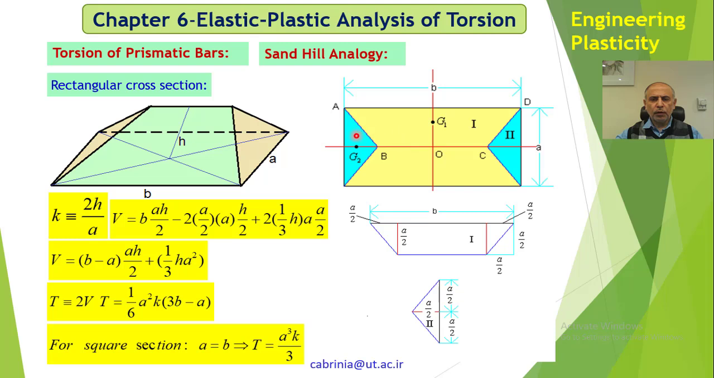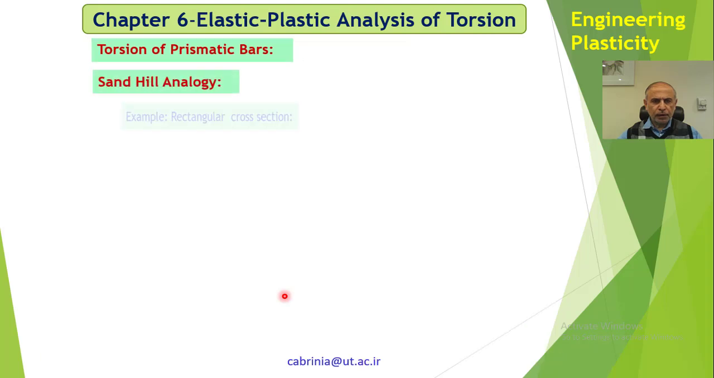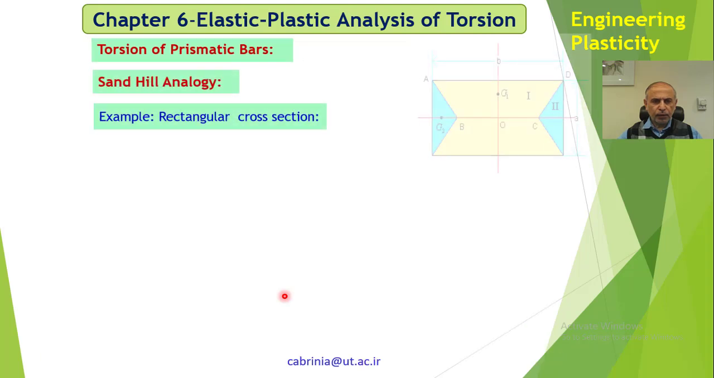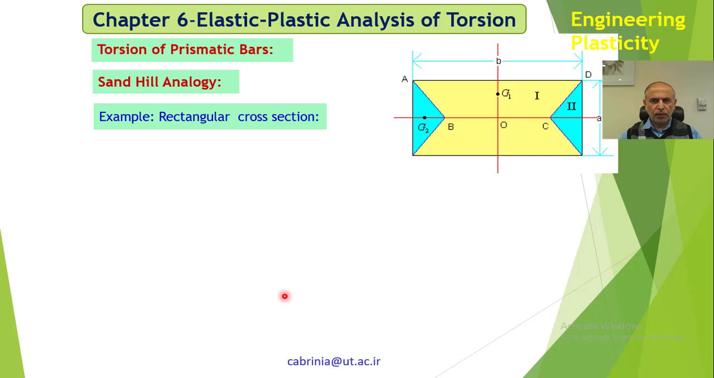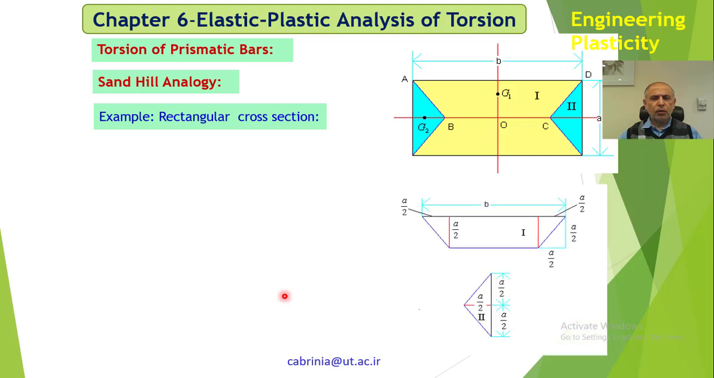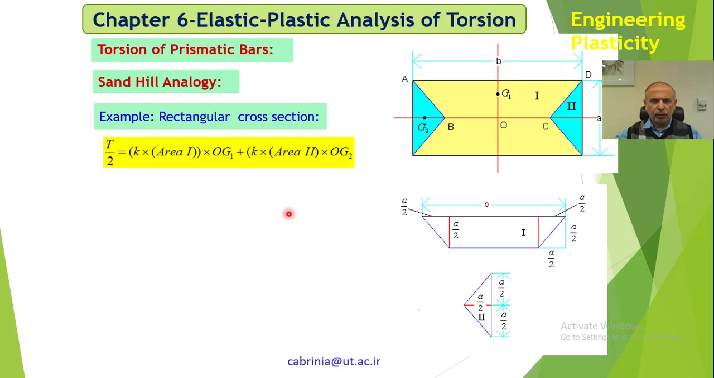Because we have section 1 here, section 2 here, section 1 here, so times 2 becomes the volume. Okay, now let's see what else we could do. For the rectangular section, we could also use another method to calculate T.